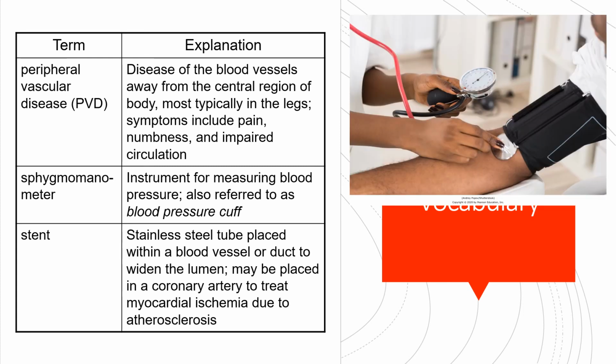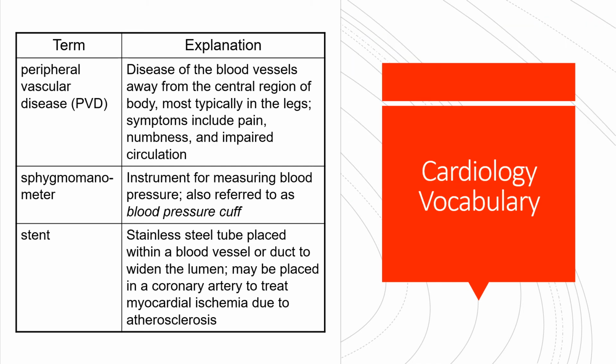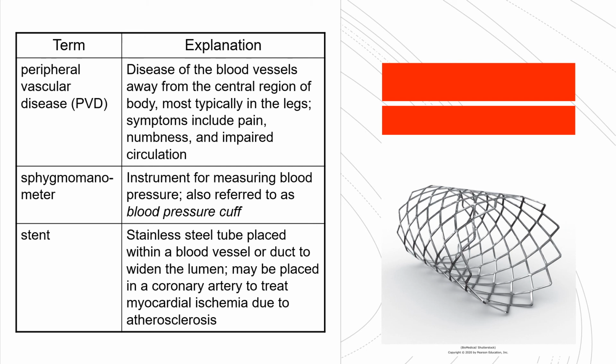Sphygmomanometer is an instrument for measuring blood pressure. It's also referred to as a blood pressure cuff. A stent is a stainless steel tube placed within a blood vessel or duct to widen the lumen. It may be placed in a coronary artery to treat myocardial ischemia due to atherosclerosis.